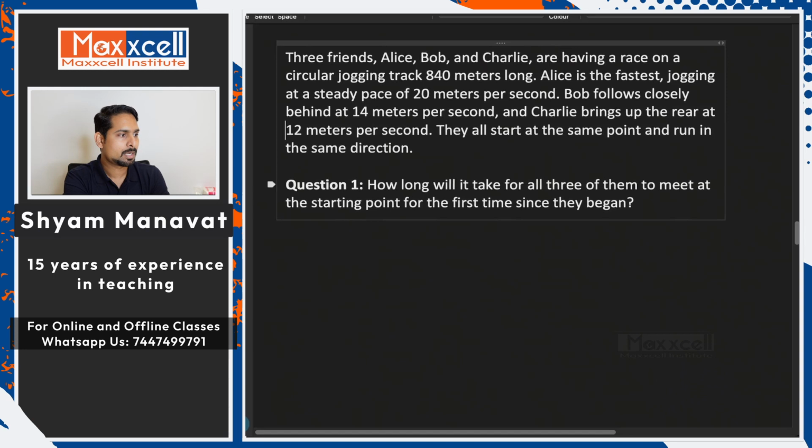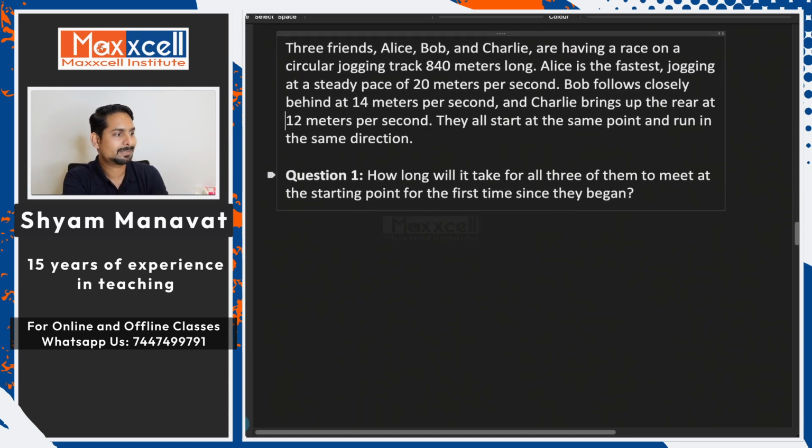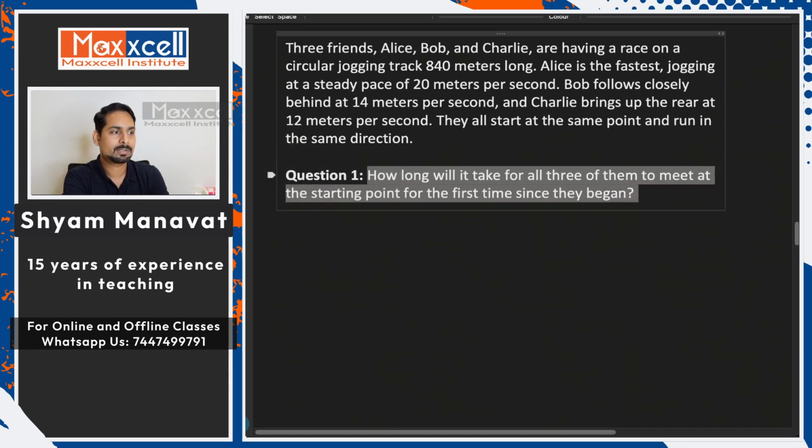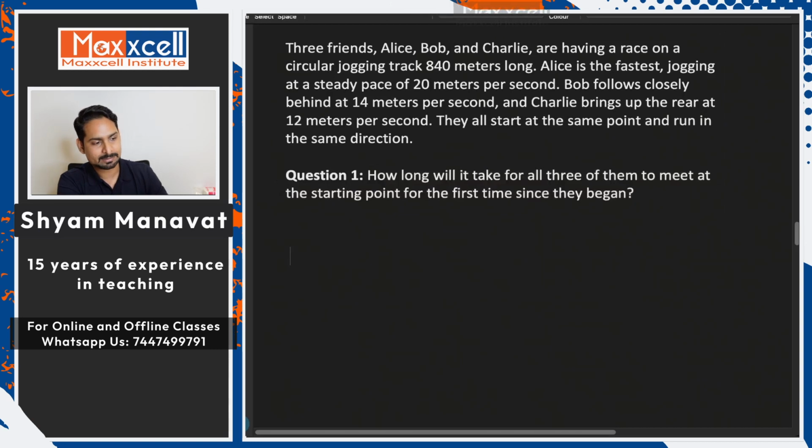This is given. Now we need to look at this common information and try attempting the question, which is: how long will it take for all 3 of them to meet at the starting point for the first time since they begin? Now in this case, when you talk about the starting point, meet again at the starting point.